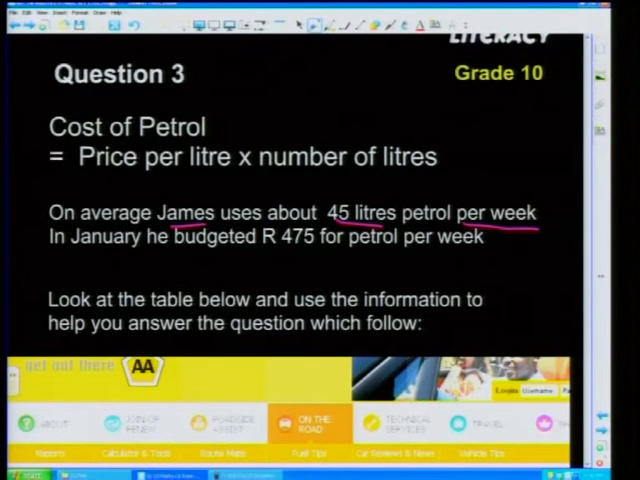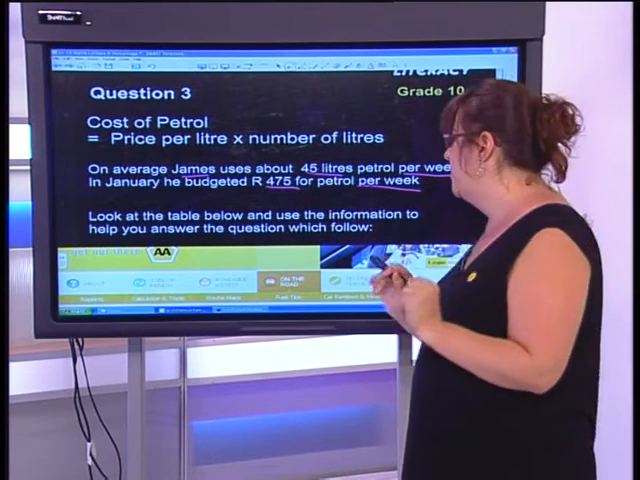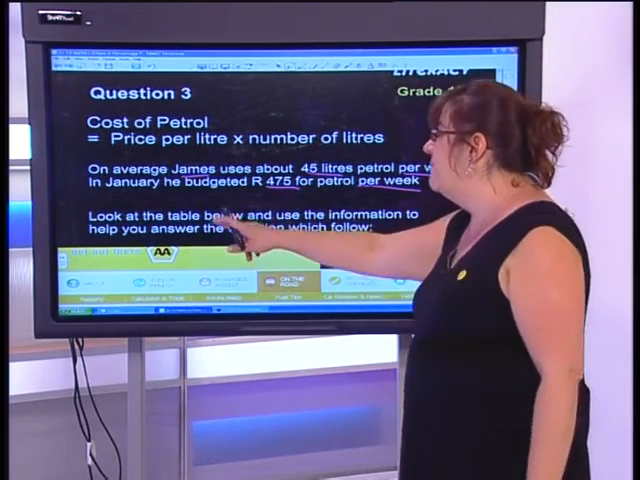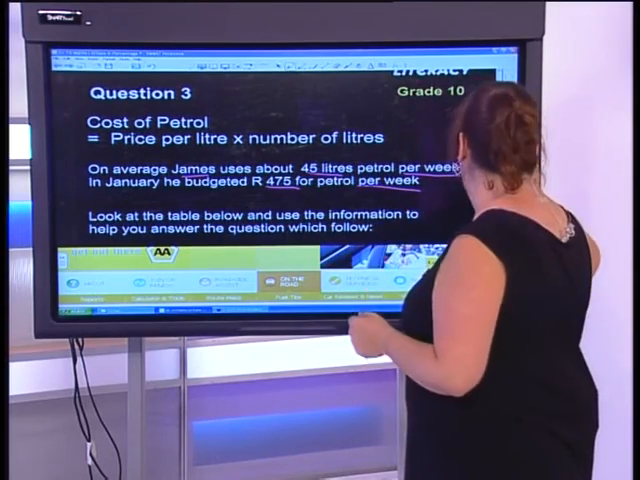There's another rate all of a sudden. It's how many litres he uses in a week. In January, he budgeted 475 Rand for petrol per week. So we're still dealing with this per week. So I don't think it's going to come into our equation too much, but we'll discuss it in a moment. We're going to look at the table below and use the information to help answer the questions which follow.